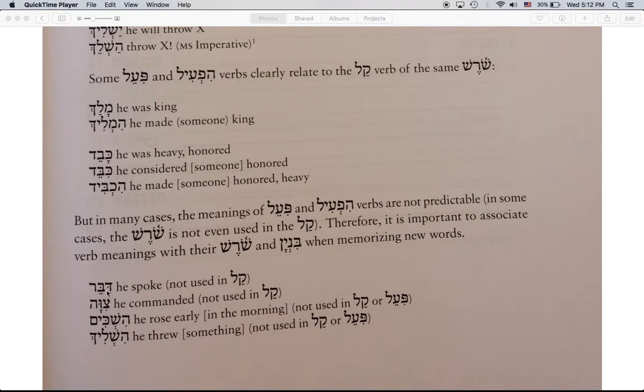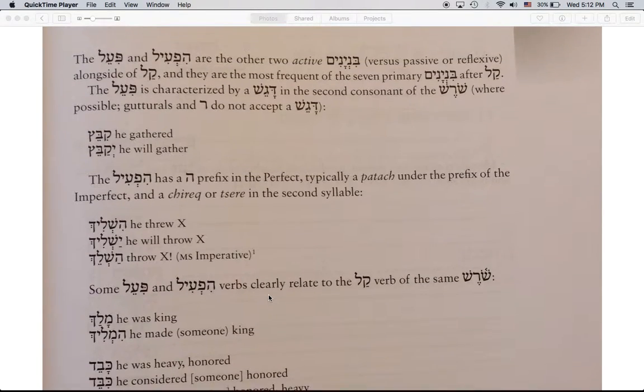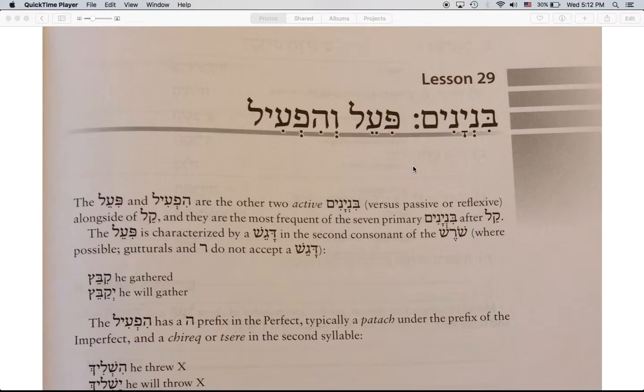And as we noted, many verbs don't occur in certain binyanim. So oftentimes we won't even have what we consider the basic form, the qal. It'll just appear in the piel or hiphil or some other binyanim. So this is lesson 29. We're introducing two new binyanim, piel and hiphil.